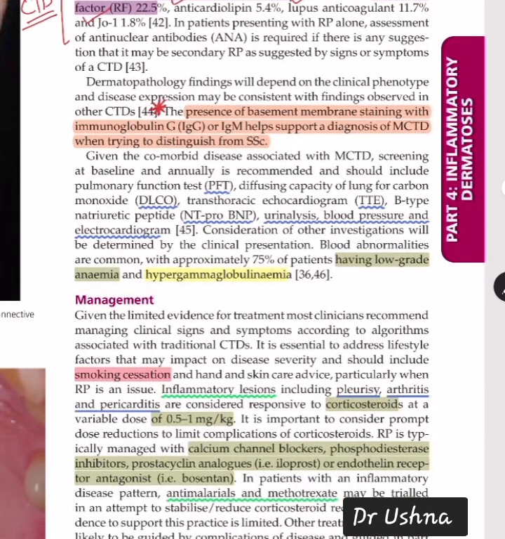Apart from antibodies, you can also do immunofluorescence. The presence of basement membrane staining with immunoglobulin IgG or IgM supports the diagnosis of MCTD when trying to distinguish from systemic sclerosis. So it is an important clue as well.